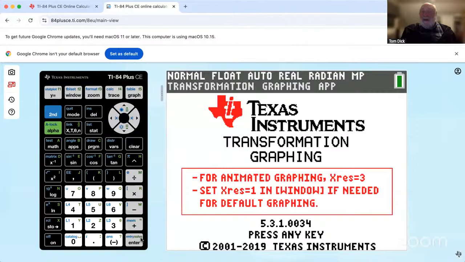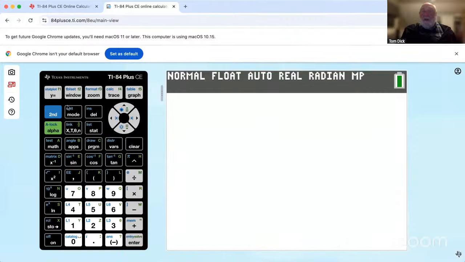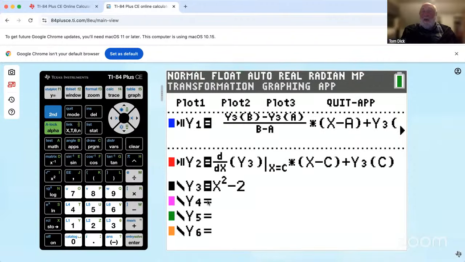And I get the title screen there. And if I go back to Y equals, you'll notice there's a little bit different indicator by Y1 and Y2. These are set up. We basically have what I think of as sliders for A, B, and C. So let's take a look at what this looks like if I graph it.